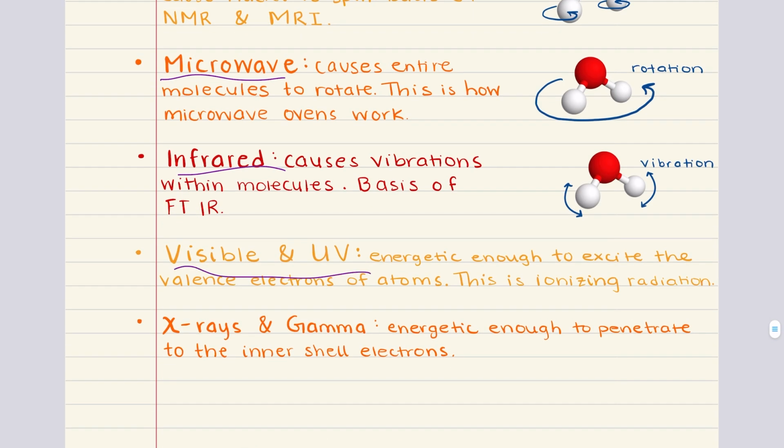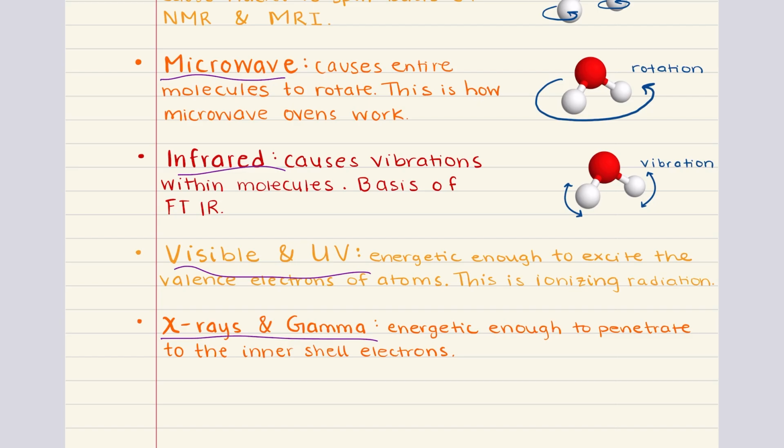Next up, we have visible and ultraviolet light. The visible and ultraviolet light photons are energetic enough to excite valence electrons in atoms and molecules. And this kind of interaction is really essential for understanding electronic transitions. UV photons in particular can ionize molecules, which is why UV or ultraviolet radiation can cause damage to materials like DNA. Finally, let's discuss X-rays and gamma rays.